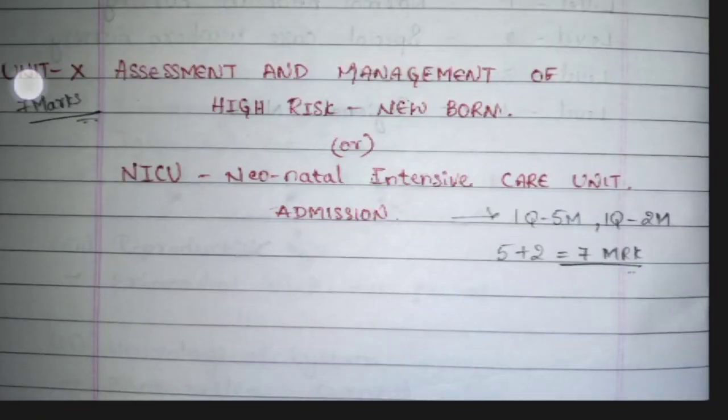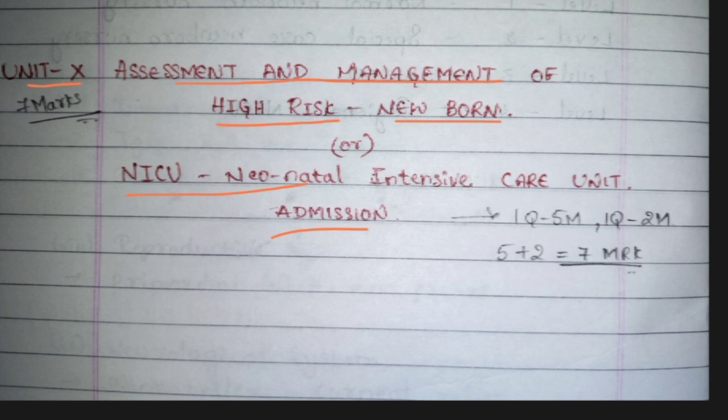And today's unit is Unit 10, and this unit has lots of names. In one book it's different, and in another book this chapter has different names. For example, assessment and management of high risk newborn in one book, and in another book, NICU admissions. So generally in this chapter you'll get to know, after the birth, what are the risk factors or complications seen in the baby that lead to NICU admissions.